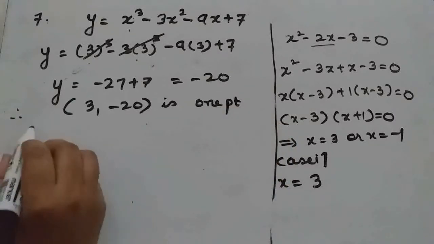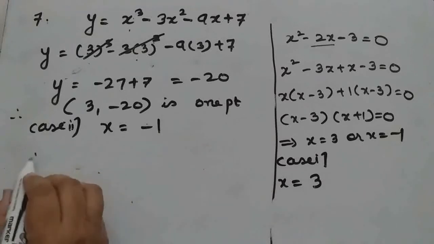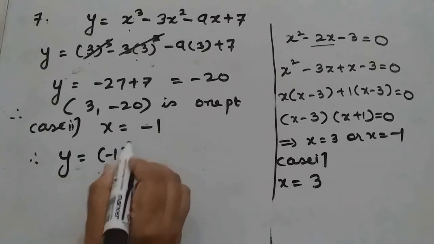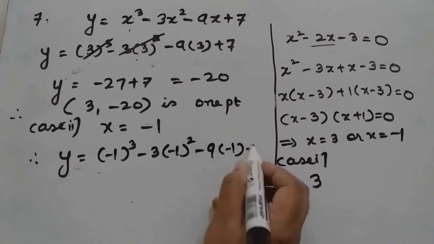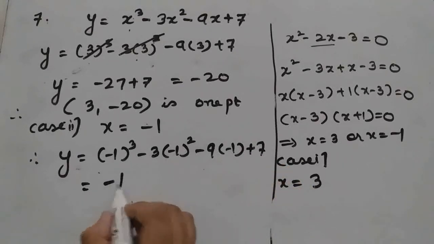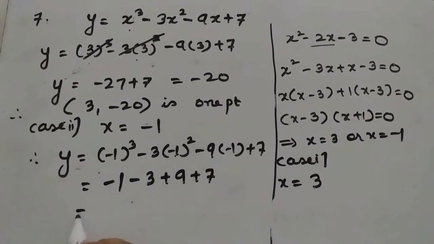For another point, case 2. Case 2 means x value now substitute minus 1. Therefore y will be minus 1 cube minus 3 times minus 1 square minus 1 plus 7. Minus 1 cube means minus 1. This is minus 3 plus 9 plus 7. So 16 minus 4 means 12. So therefore x is minus 1 and 12 is another point. So at these 2 points, tangent is parallel to x-axis.